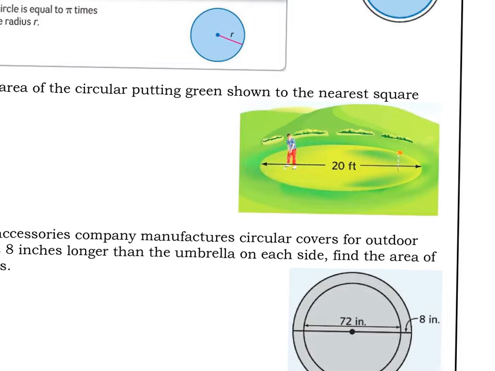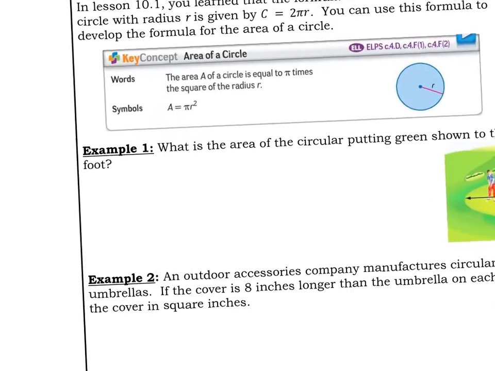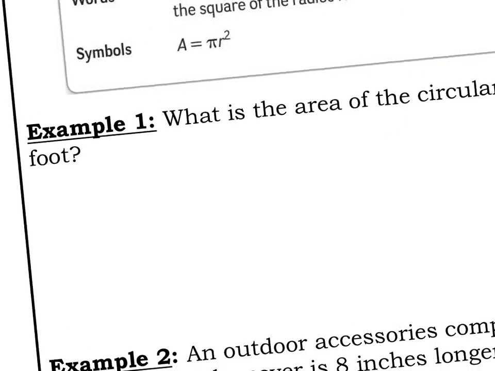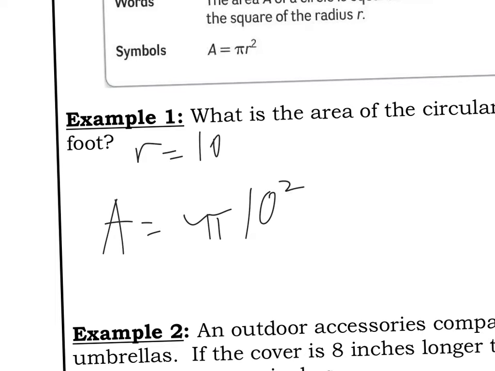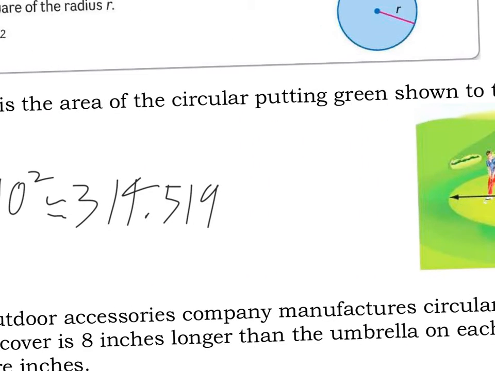So find the area of the circular putting green. If it's 20 feet across, that means the diameter is 20 feet. That means the radius is 10. Okay, and that means that my area is just pi r squared, so pi times 10 squared. And that's going to be about 314.159. What's my unit? Feet squared.